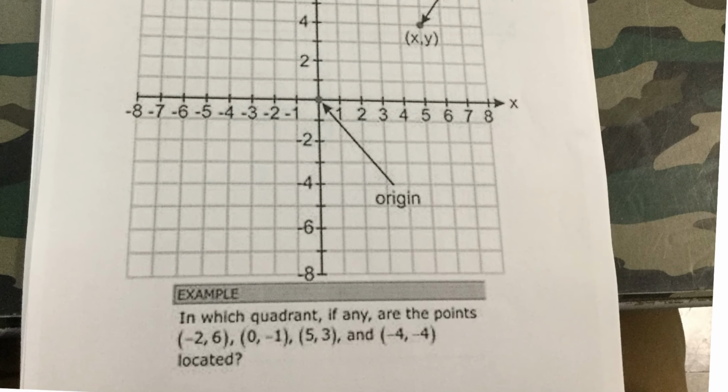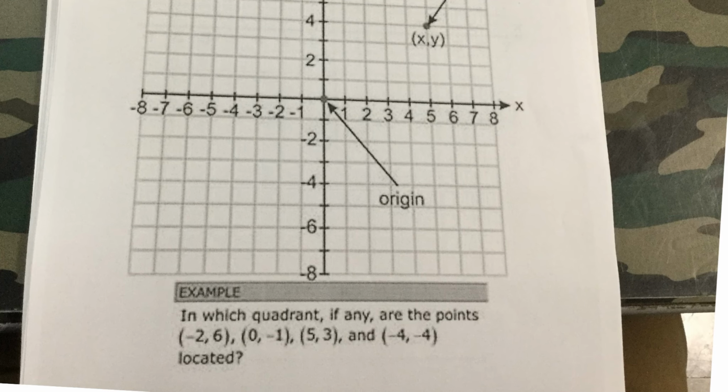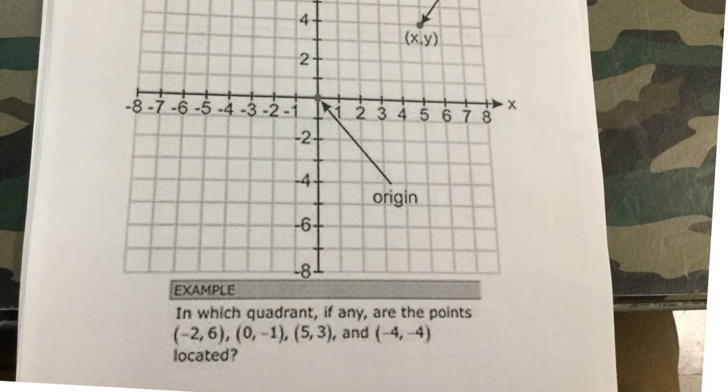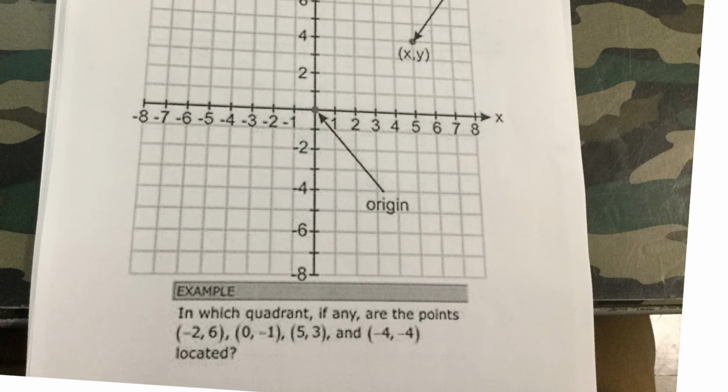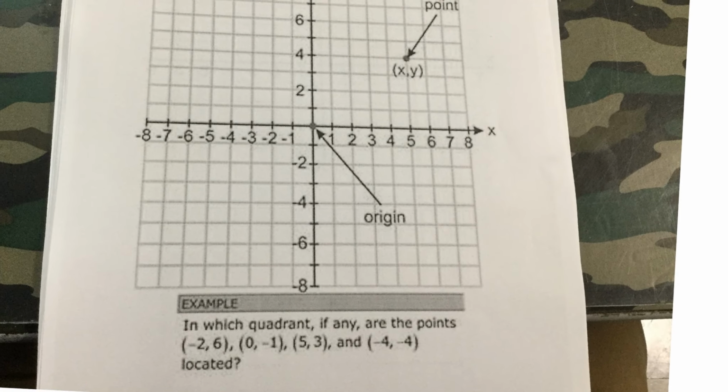So here's an example. First thing, we want to identify quadrants. In which quadrant, if any, are the points -2, 6, 0, -1, 5, 3, and -4, -4 located? So does everybody remember how we name the quadrants? So the first quadrant is... it's called the first quadrant. Which one of those four is the first quadrant? It's the top right. Top right is the first quadrant.